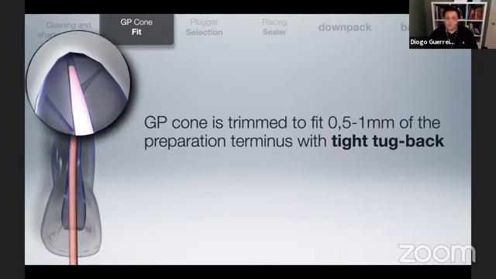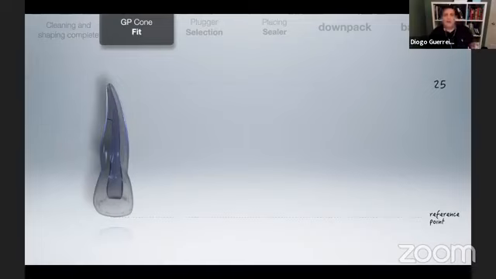So the gutta percha is trimmed around 0.5 to 1 millimeter short of the preparation terminus with a tight tug back, meaning you place it and you have to feel that it's tight apically. Now we have this concept in our mind when we do this that orifices or the preparation is round. Sometimes it's not round. Most of the times probably it's not round. It's oval. But at least that tightness is in two of the walls of that oval shaped canal.